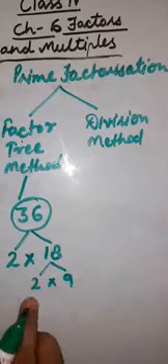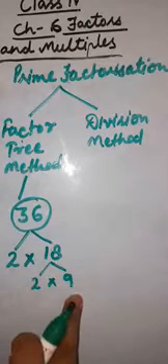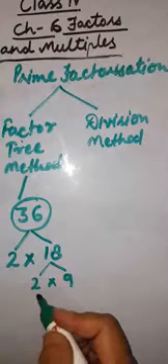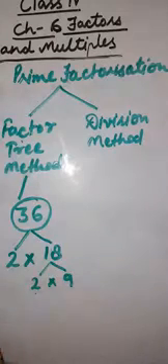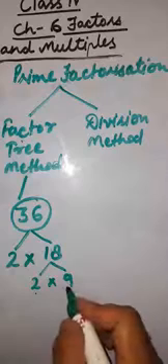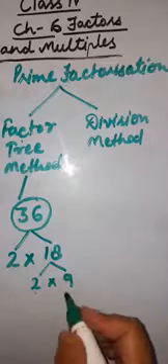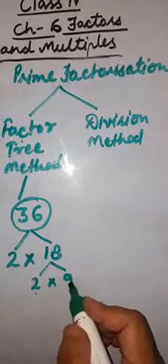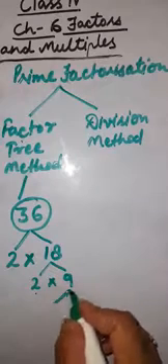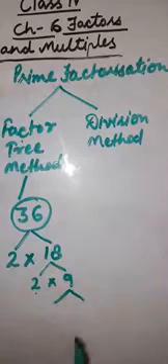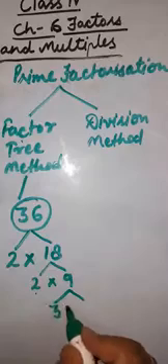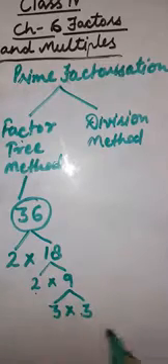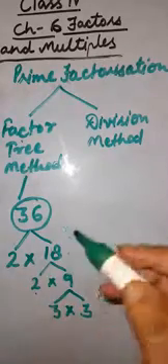Okay? So here 2 9s are 18. Right? Now 2 is a prime number, so it has only 2 factors. 9 will break down again because it's a composite number. So just break it down. 9 comes in the table of which number? Yes, 3 multiplied by 3. So 3 3s are 9.